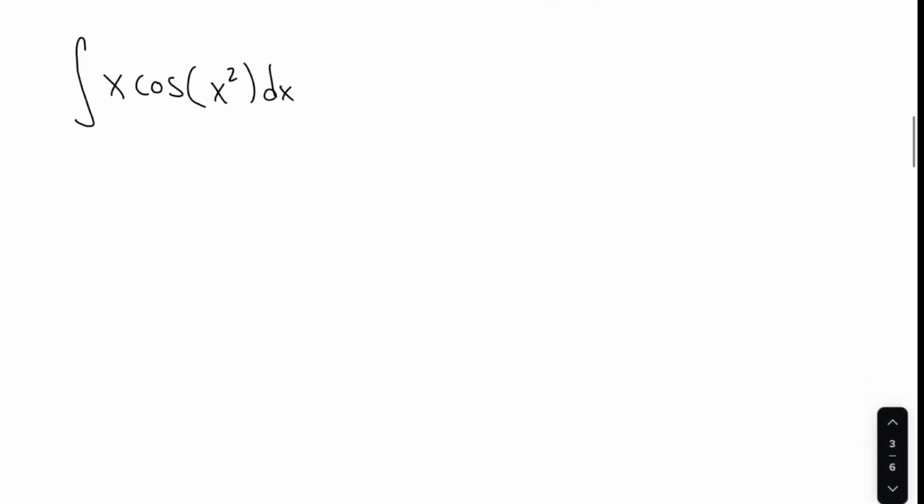Our next problem, x times cosine x squared. This one, we don't need to change the bounds of integration, making it nice and easy. So our first step is going to be finding the u. Again, we're looking at the inside of the function. Here it's going to be x squared, which is inside of cosine.